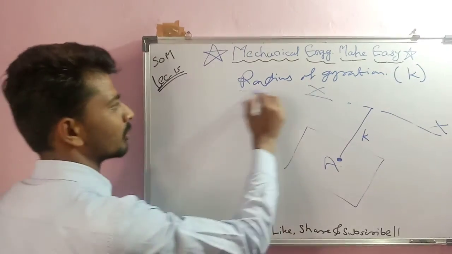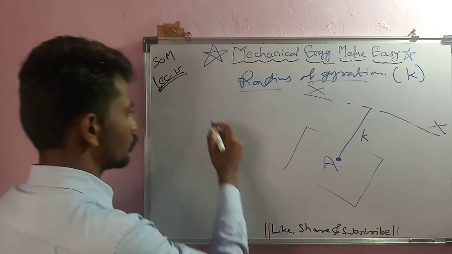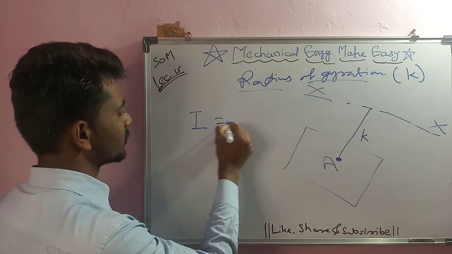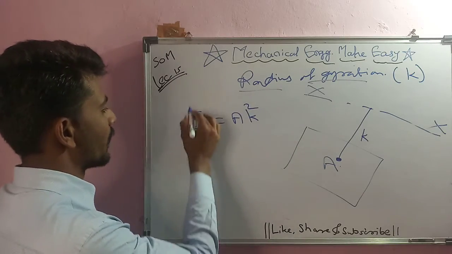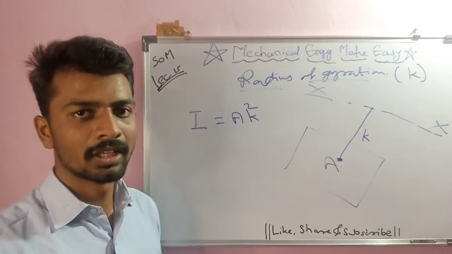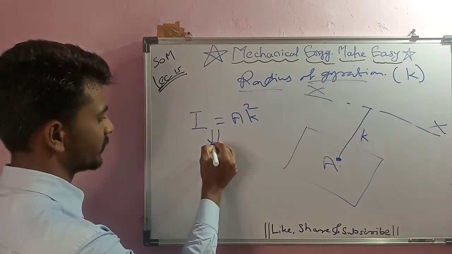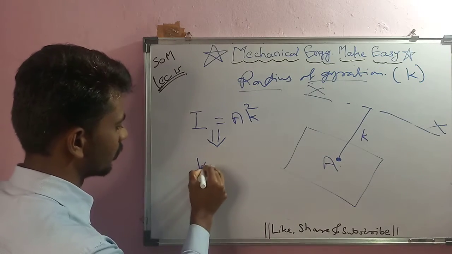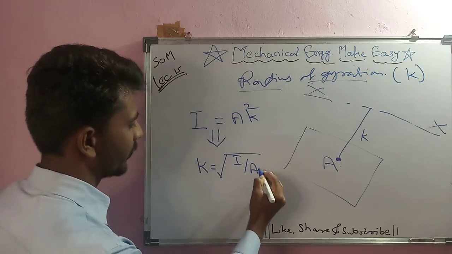This is called the radius of gyration, which is denoted by k. There is one relation, that is I is equal to A k square. I is the moment of inertia, k is the radius of gyration, and A is the area of that plane. By simplifying this equation, we will get k is equal to under root of I by A.